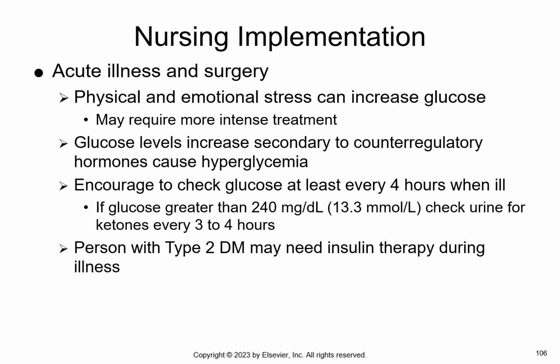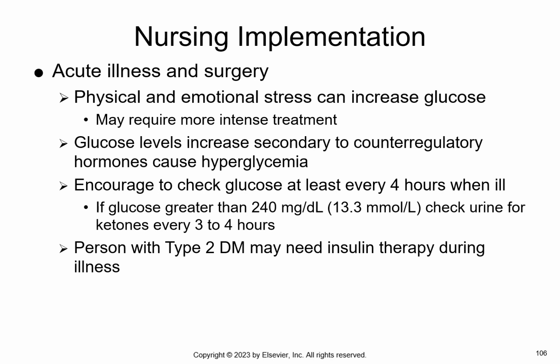Acute illness and surgery, emotional and physical stress, as I said, increases glucose levels and cause hyperglycemia. Stress is unavoidable. As we already said, certain situations may require more intense therapy. Patient may have to get a little extra insulin and more frequent BGM to maintain glycemic goals and avoid hyperglycemia.